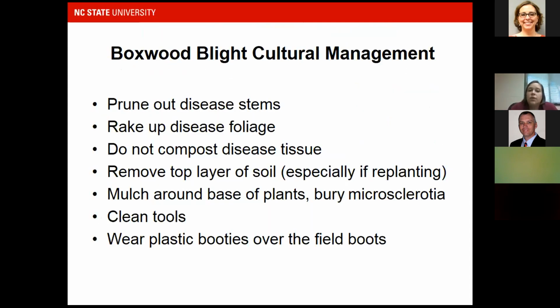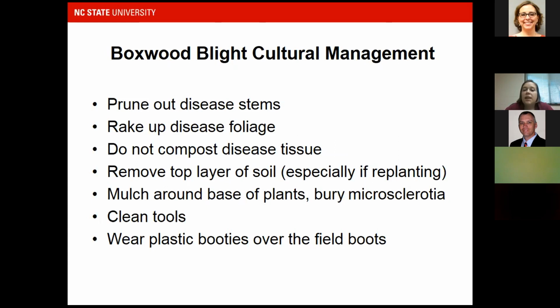So other things for cultural management: prune out diseased stems and rake up any diseased foliage that you see around the planting. It's important that you do not compost the diseased tissue because the spores could still hang out. So it's important that you haul it away, unfortunately, to the landfill. If you compost it, the spores could still be hanging out, so I don't recommend that.